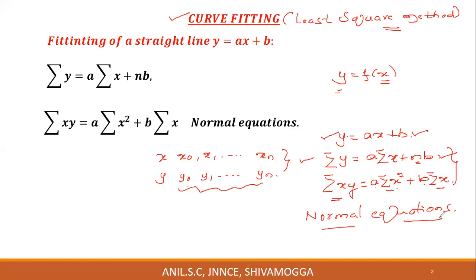Summation y is equal to a into summation x plus n into b. Summation xy is equal to a into summation x square plus b into summation x. By constructing these two equations, we can construct a straight line y is equal to ax plus b. I'll solve a problem. You will come to know what actually this method is, least square method.